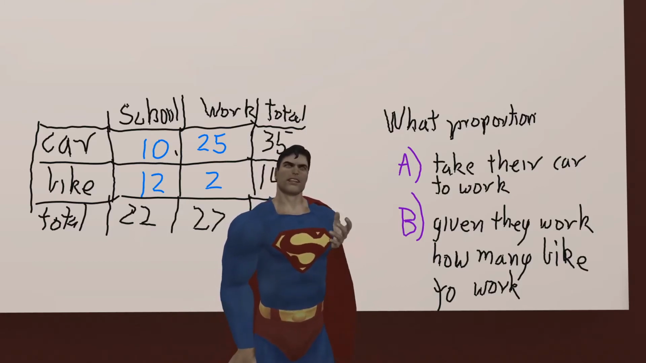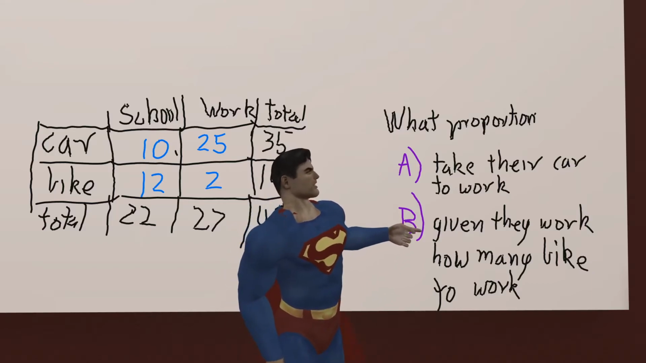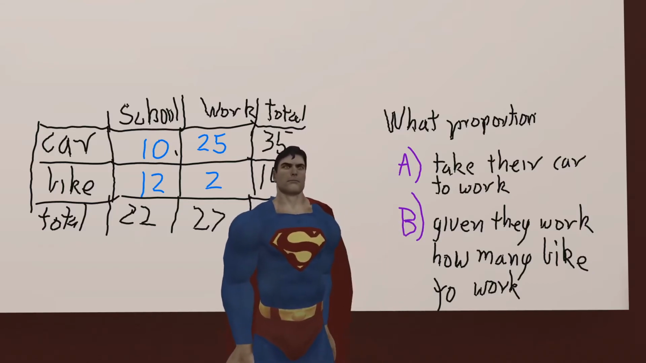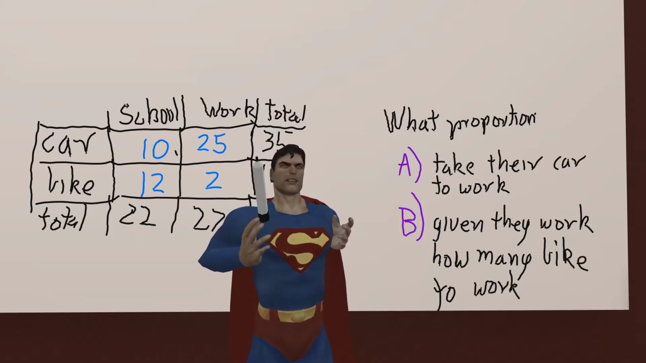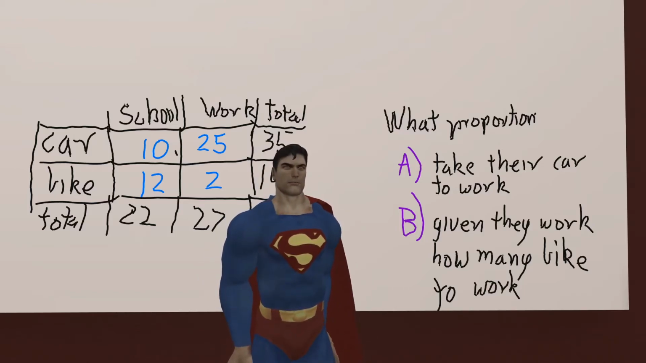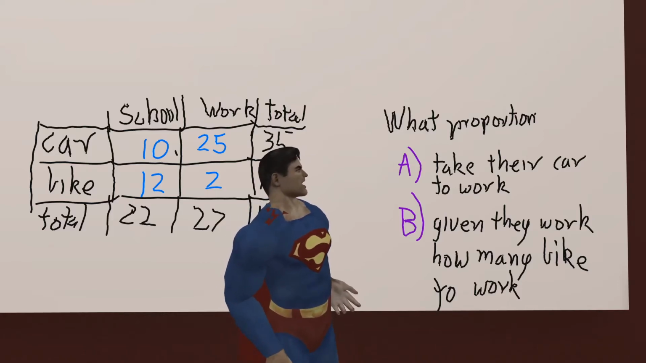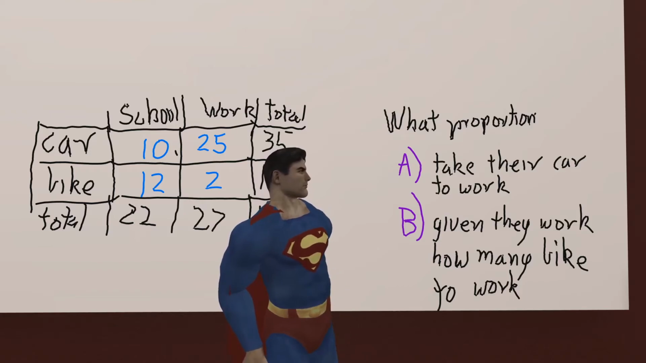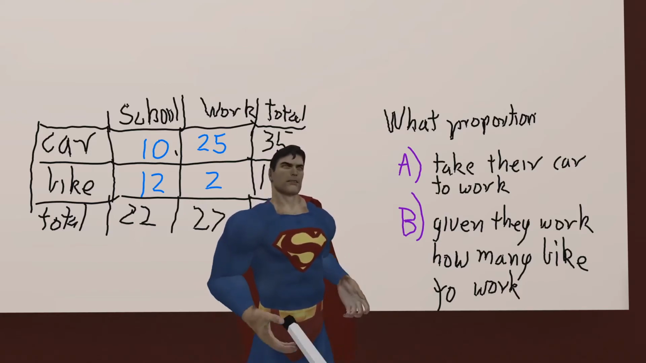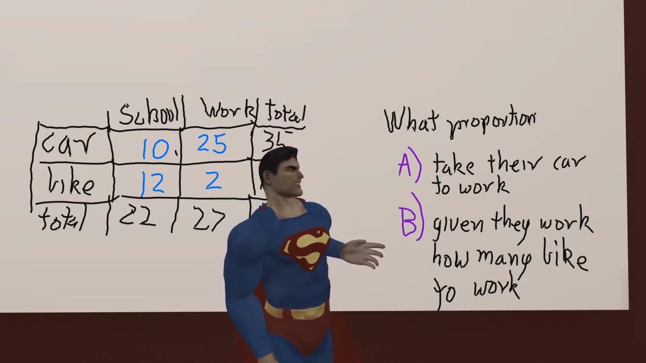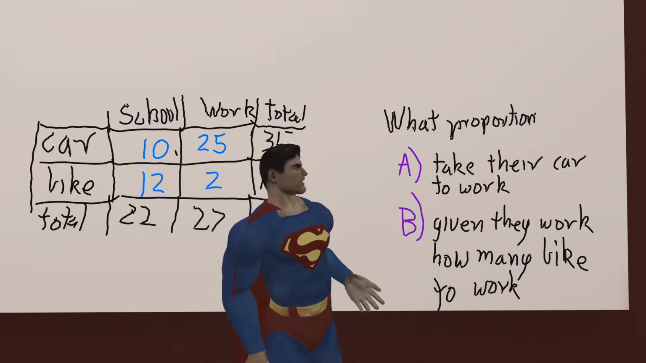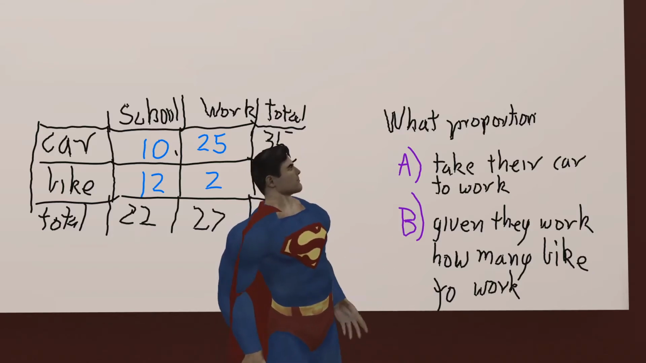Now, the key word you need to look out for is this word given, or something saying that we're looking at these people specifically. So it might be of the people that work, how many bike to work? So a statement that says we're looking at one group of people. Given is a very common word to use in a textbook example for this type of question.